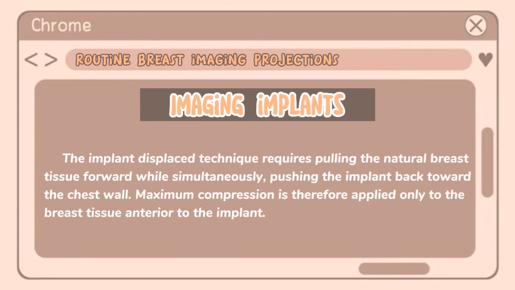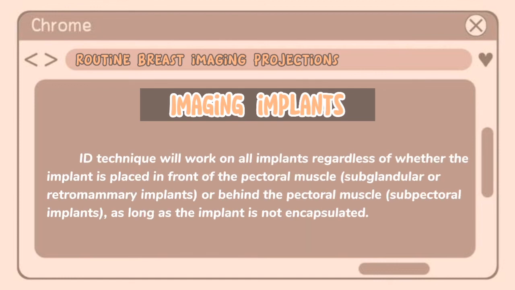The implant displaced technique requires pulling the natural breast tissue forward while simultaneously pushing the implant back toward the chest wall. Maximum compression is therefore applied only to the breast tissue anterior to the implant. The ID technique will work on all implants, regardless of whether the implant is placed in front of the pectoral muscle, subglandular or retromammary implants, or behind the pectoral muscle, subpectoral implants, as long as the implant is not encapsulated.